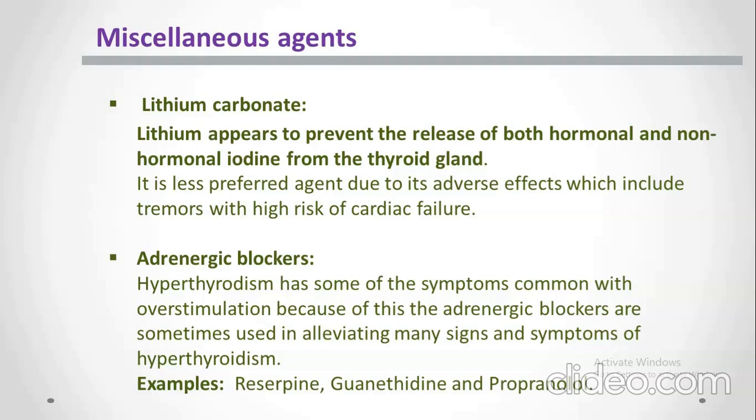Adrenergic blockers. Hyperthyroidism has some symptoms common with overstimulation. Because of this, adrenergic blockers are sometimes used in alleviating many signs and symptoms of hyperthyroidism. Examples of adrenergic blockers are reserpine, guanethidine and propranolol. So here we discussed in detail the thyroid and anti-thyroid drugs.